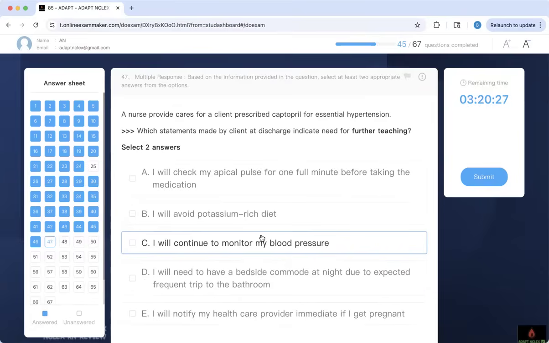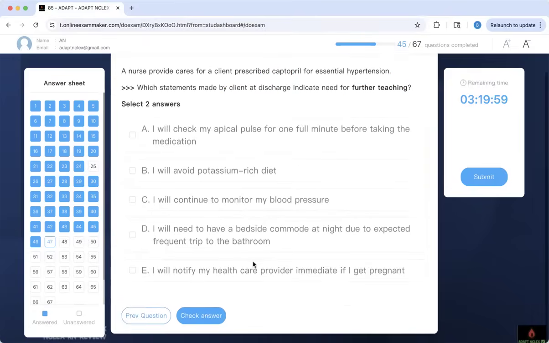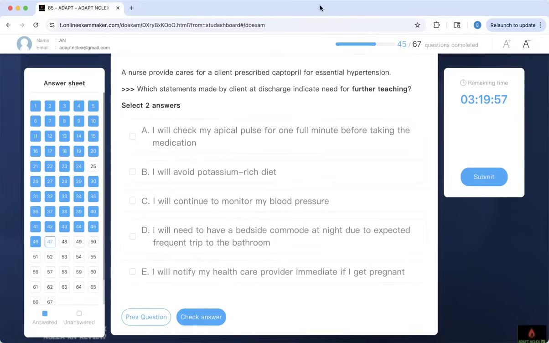Number 47, and let's provide care for a client prescribed captopril for essential hypertension. Which statement made by the client at discharge indicates need for further teaching? Pharmacology. This is a pharmacology question. It's about captopril. Break down the question and say, what is the question asking me? Further teaching on the captopril at discharge. Therefore, if they're saying something that is not consistent with captopril, then you pick it. So let's analyze each one of them.